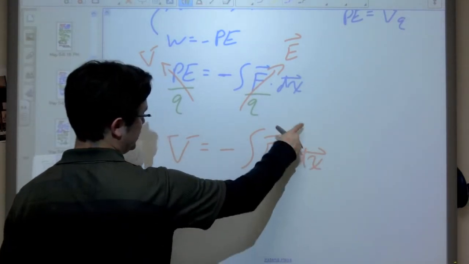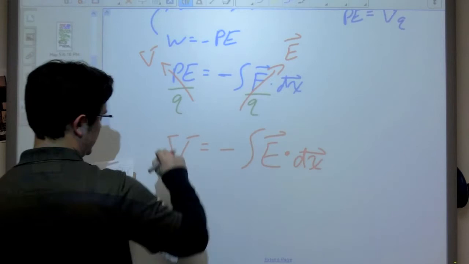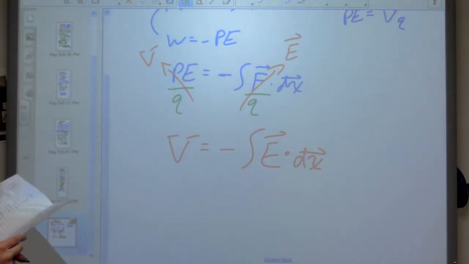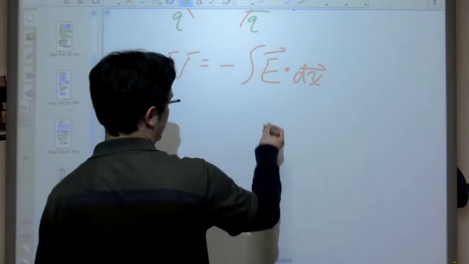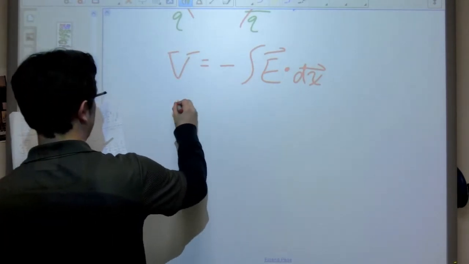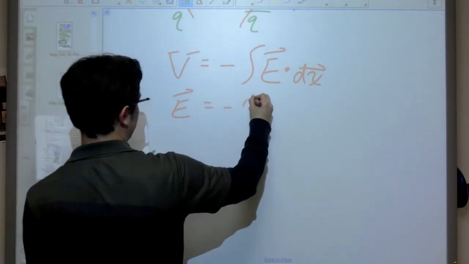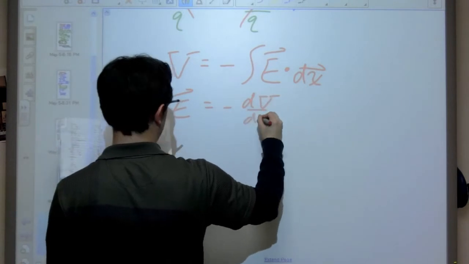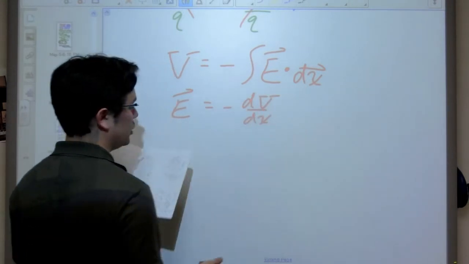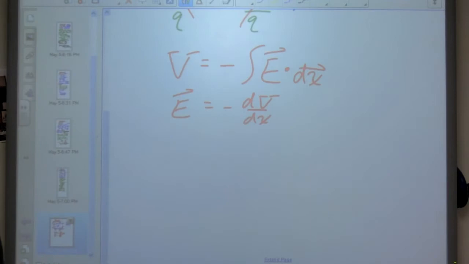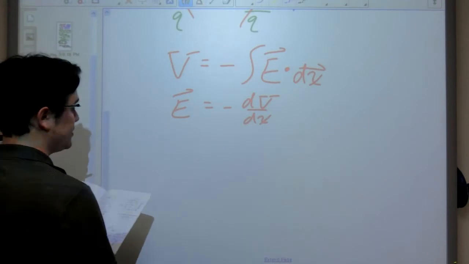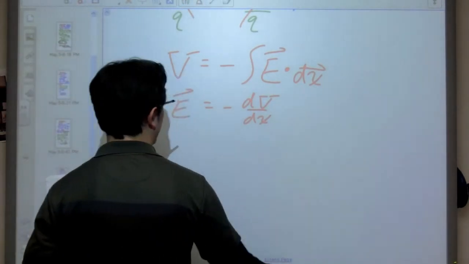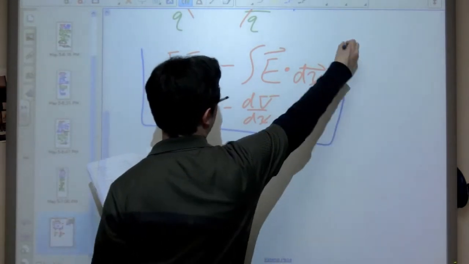Gets rid of our vectors. These guys are vectors. This guy is a scalar. Still very important. This is the integral form. The differential form, you just kind of move things around and you'll find that it is E equals negative dV dx or dr. It's a derivative with respect to distance, some displacement. All right. These are key calculus relationships. Make certain that you're comfortable with those.